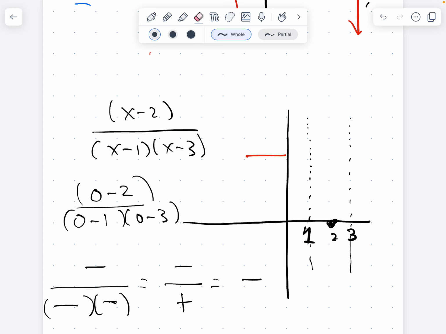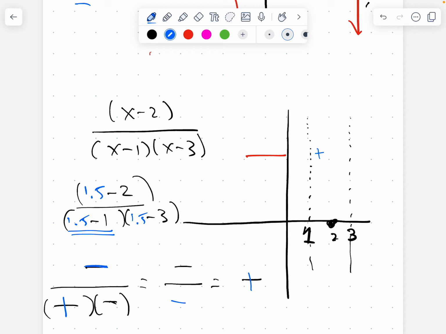Okay, let's go and check the region between 1 and 2. So I need some number between 1 and 2. Go ahead and pick a number between 1 and 2 and plug it in. Okay, so I don't know what number you picked, but I'm going to pick 1.5. And when I plug it in, 1.5 minus 2 is still negative. 1.5 minus 1, though, now this one changes that guy to positive. 1.5 minus 3 is negative. So now on the bottom here, I've got a negative. And a negative divided by negative is a positive. So everything here is positive between 1 and 2.